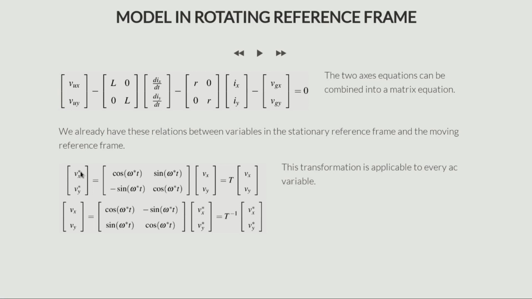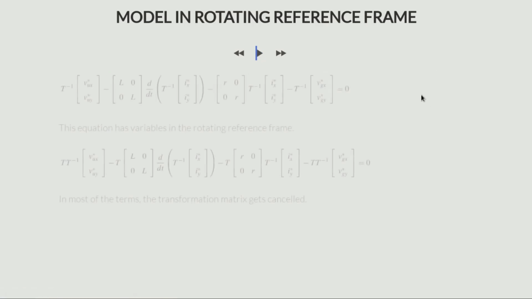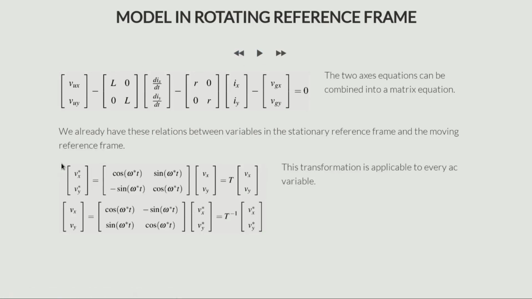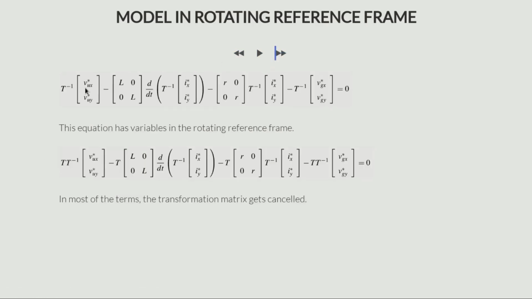Any AC quantity can be represented as a phasor, and that phasor will have projections on the stationary reference frame and the rotating reference frame. So we can write this for each and every variable, for the voltage, for the current, for the grid voltage as well. So let's keep going. What actually happens is, if we substitute these variables with the corresponding variables in the rotating reference frame, we get something like this.